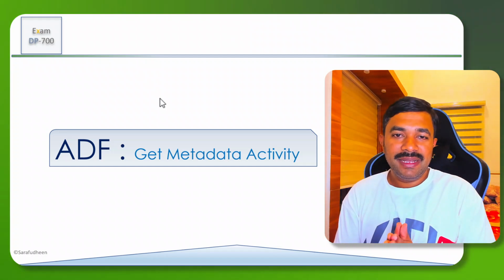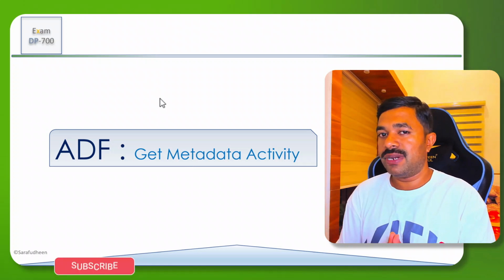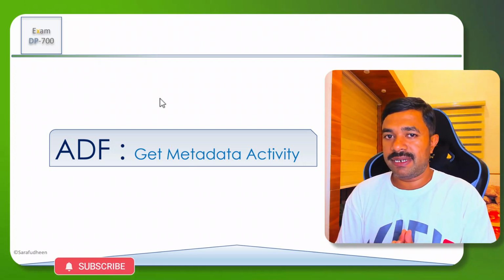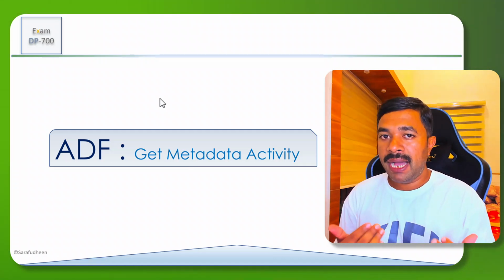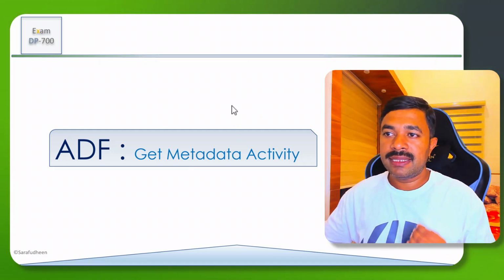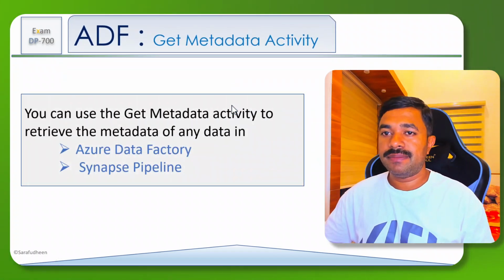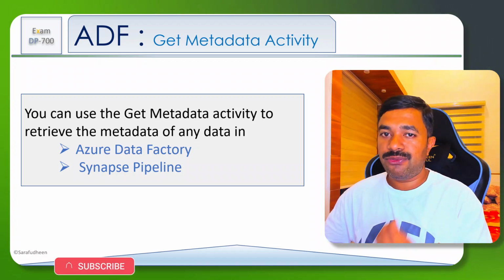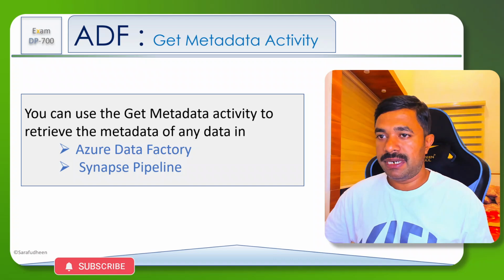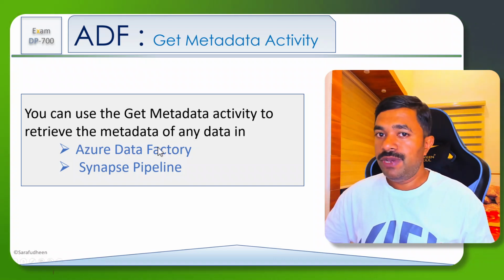Hello, welcome back. Now let's learn one of the very useful activities inside Azure Data Factory, the Get Metadata activity. It's a very simple and very useful tool, and by using this tool, you could extract the metadata. Metadata means information about your data. So by using this tool, you could extract metadata about a file, a folder, or a table. It's a very useful activity and we always use it.